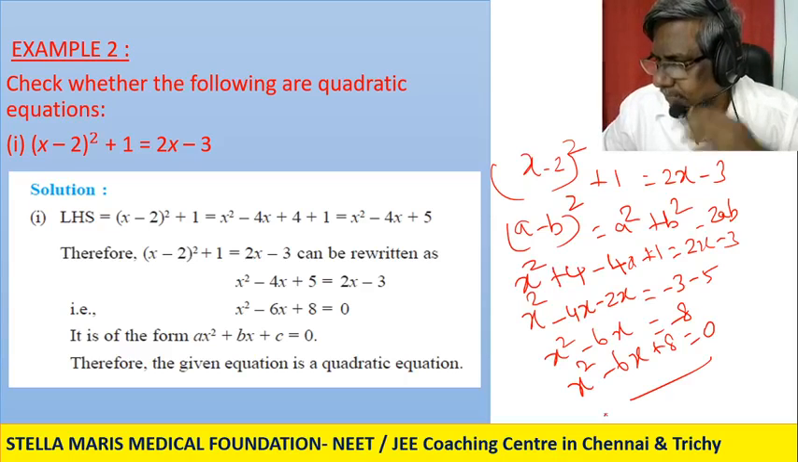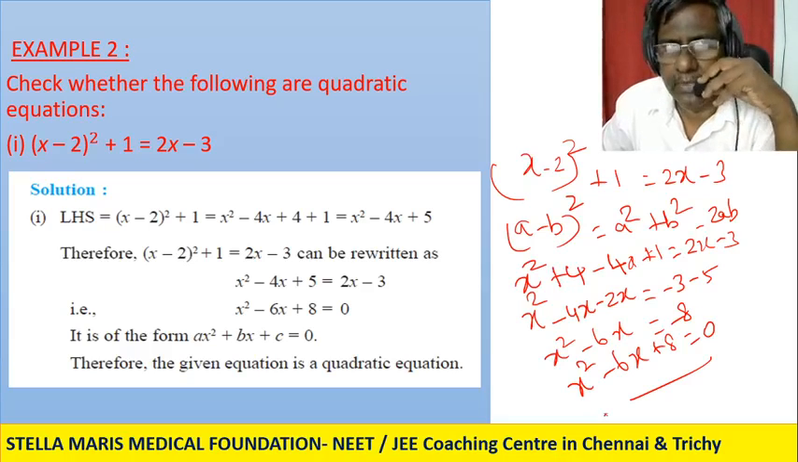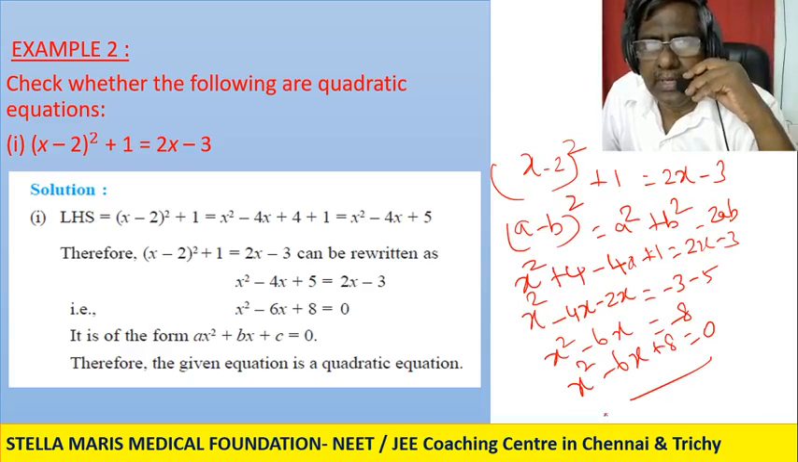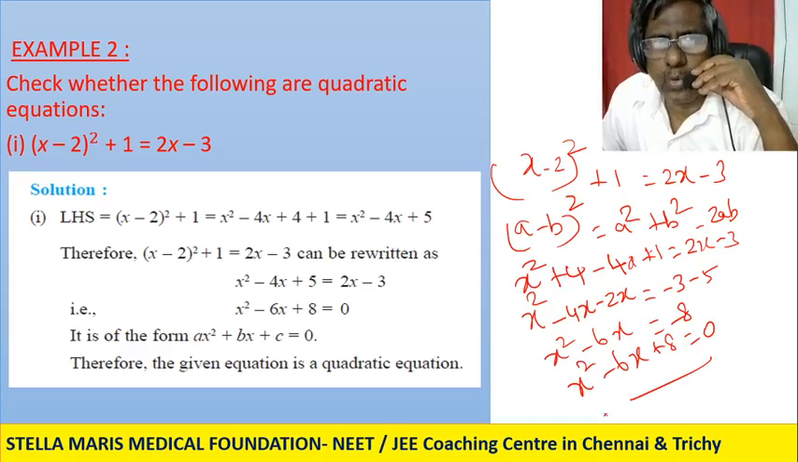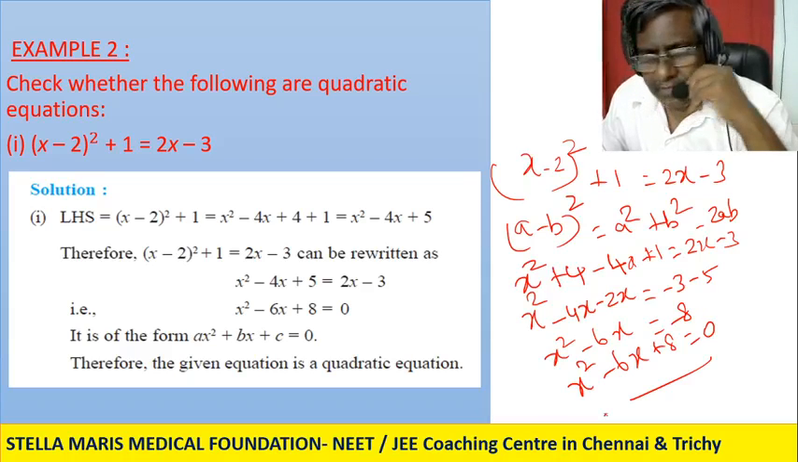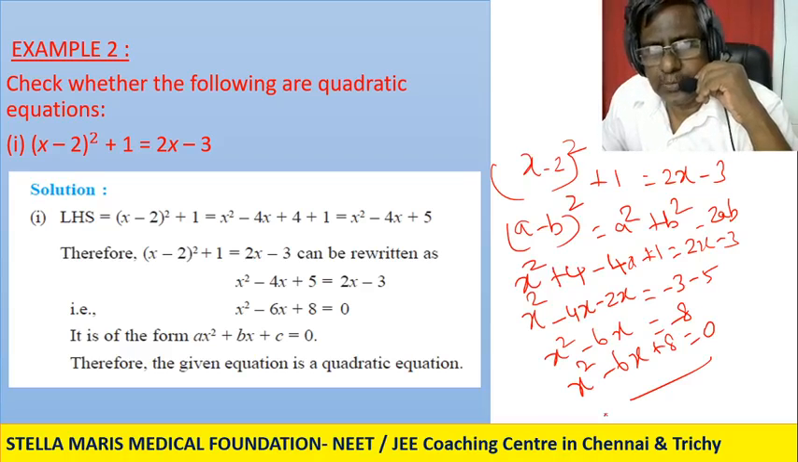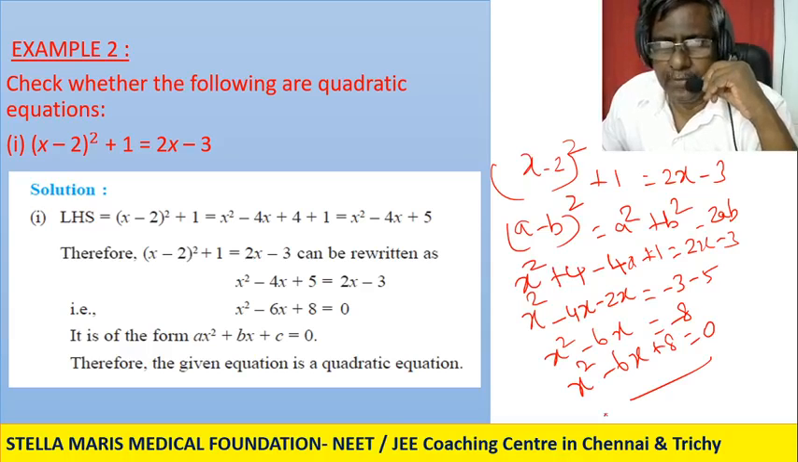Now we are going to have nearly 8 problems. You have to tell me whether it is a quadratic equation or not. The first problem I have solved: x minus 2 whole square plus 1 is equal to 2x minus 3. Now x minus 2 whole square means a minus b whole square, I am expanding like that. Then you get x square minus 6x plus 8 is equal to 0.